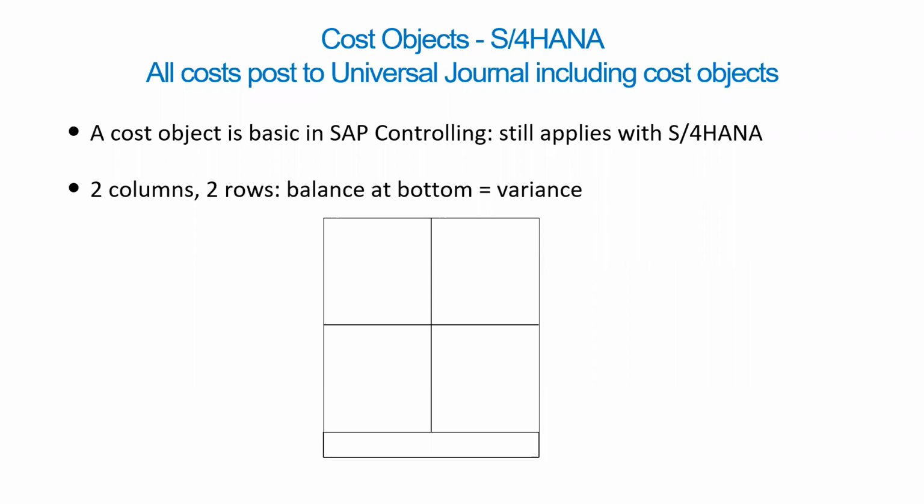So we've got the results of the poll. 65% are on S4HANA, which is a good number, and 35% are not. So there's a good mix. Let's close that and let's proceed.